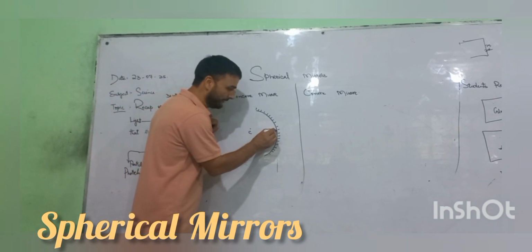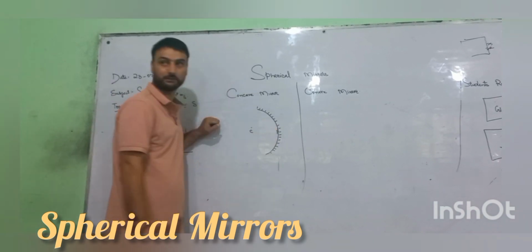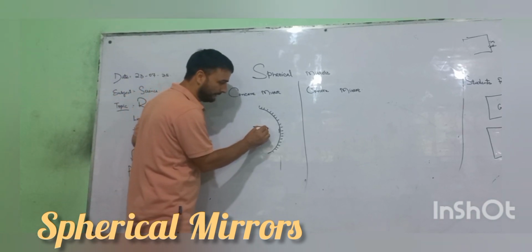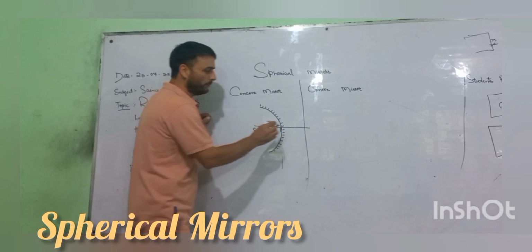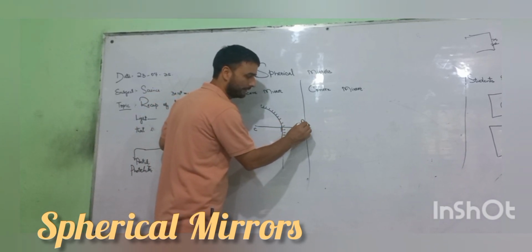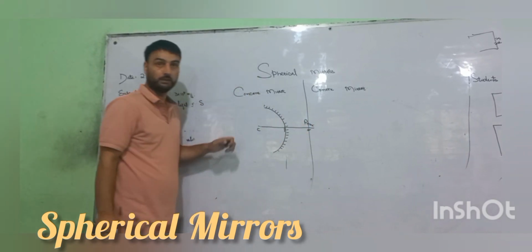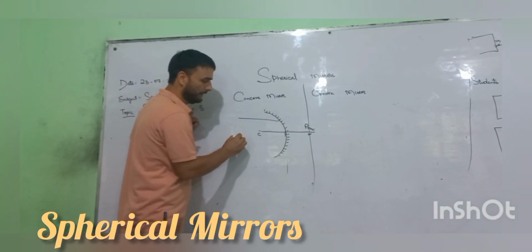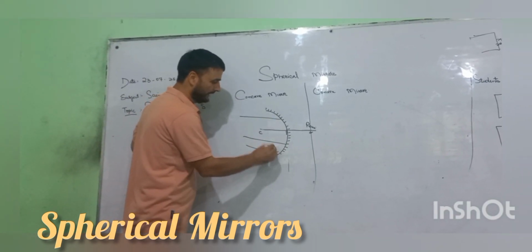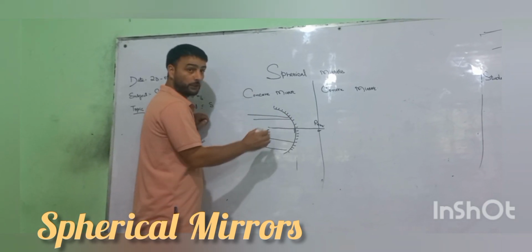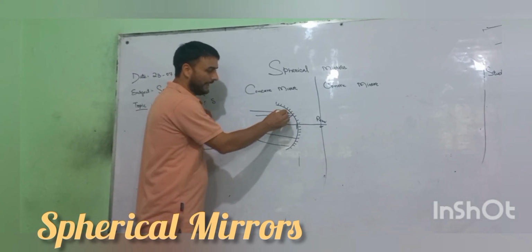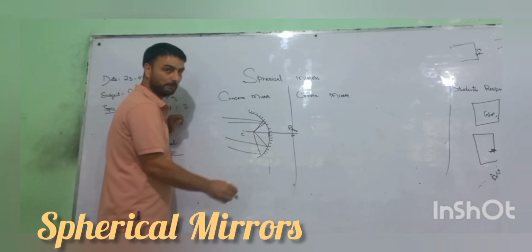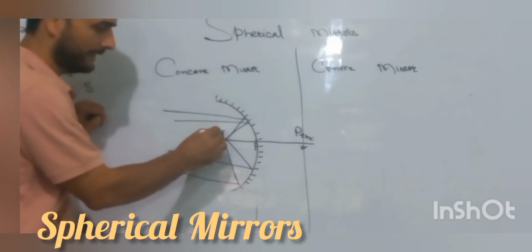The central point of this reflecting surface is known as the pole of the mirror. A straight imaginary line which passes through the center of curvature and the pole of the mirror is known as the principal axis. My dears, if rays of light parallel to the principal axis fall on the inward, reflecting surface of this mirror, these rays will get reflected and will meet at a particular point on the principal axis. My dear, that point is known as the principal focus, denoted by capital F.